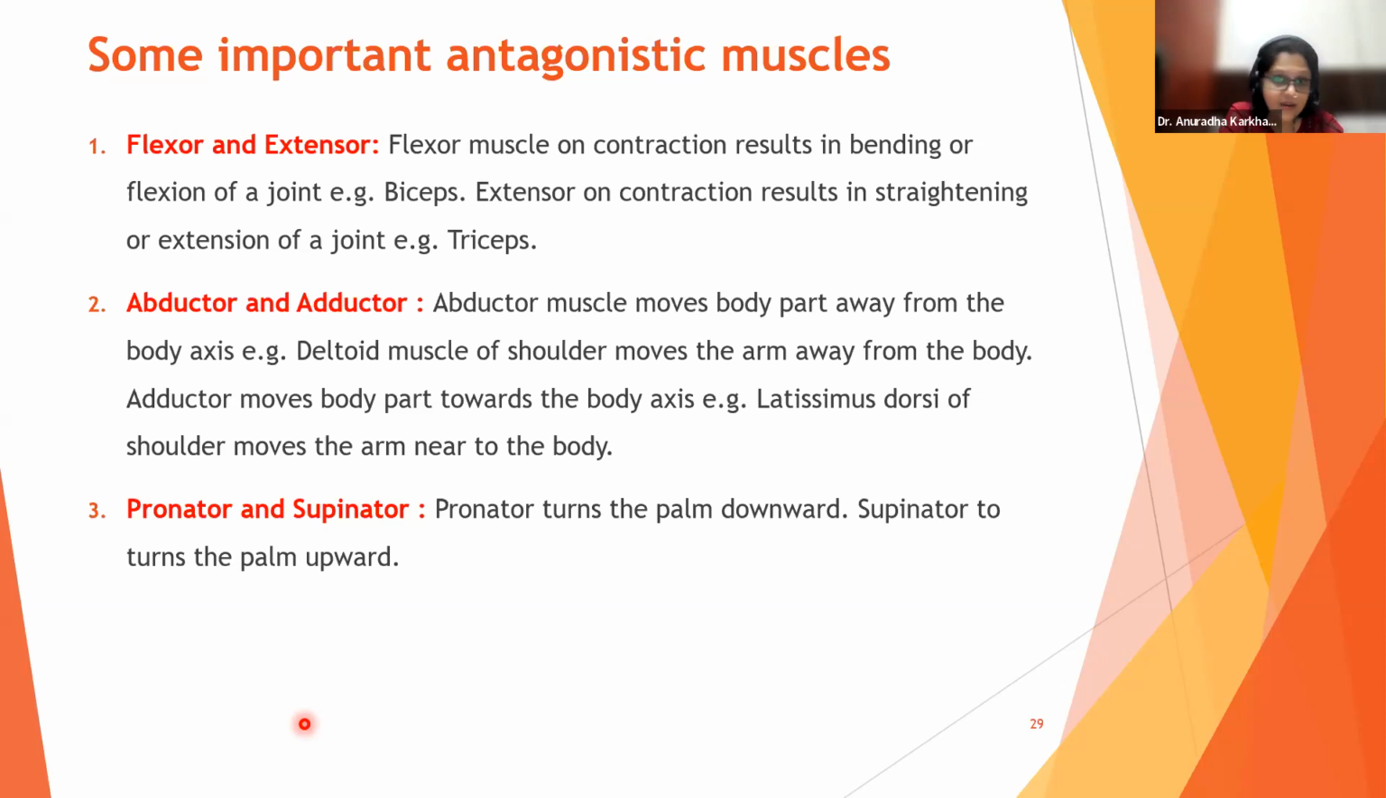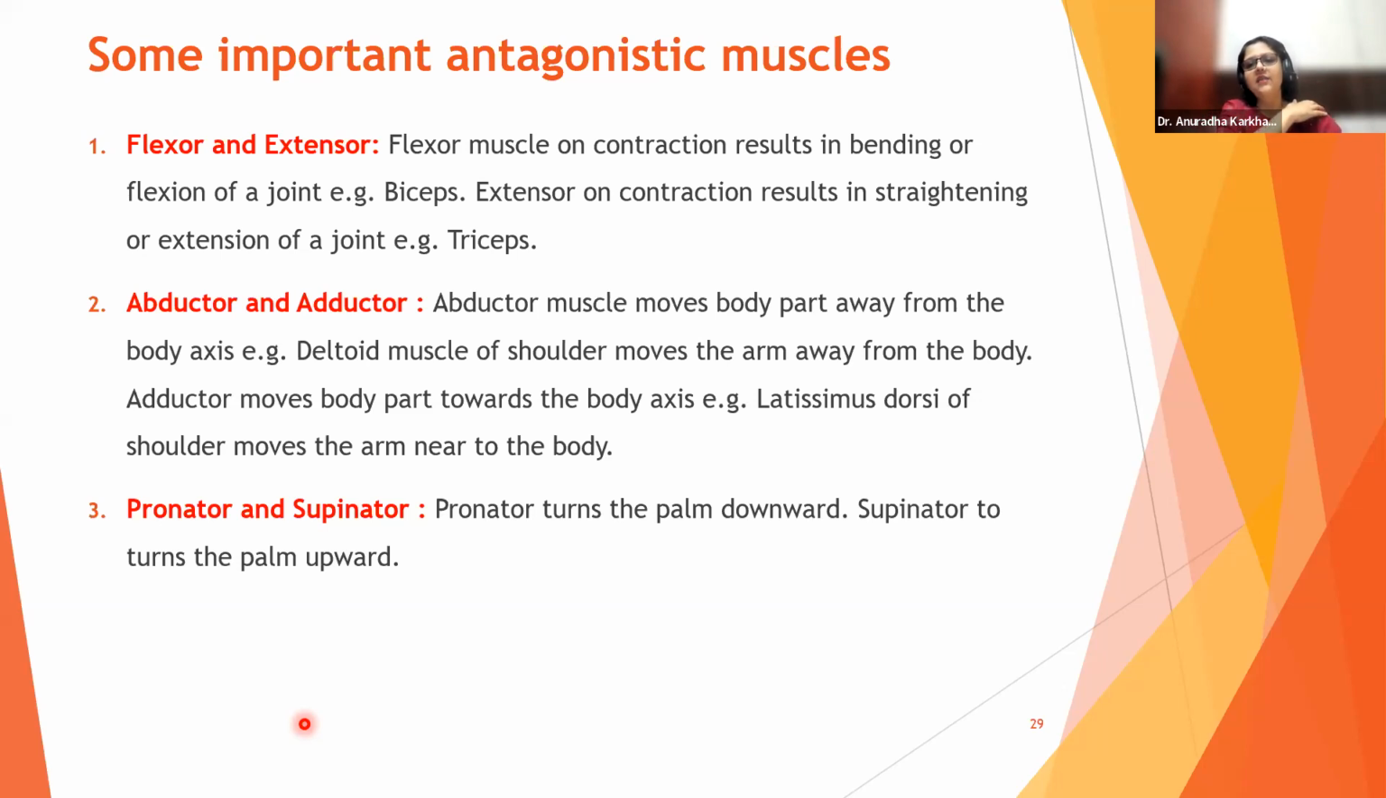Abductor and adductor. See, abductor muscle moves body part away from the body axis. Example, deltoid muscle of shoulders move the arm away from the body. So this is my deltoid muscle. So I can move my arm away from the body. Okay. Adductor moves the body part towards the body. That is your latissimus dorsi of shoulder.